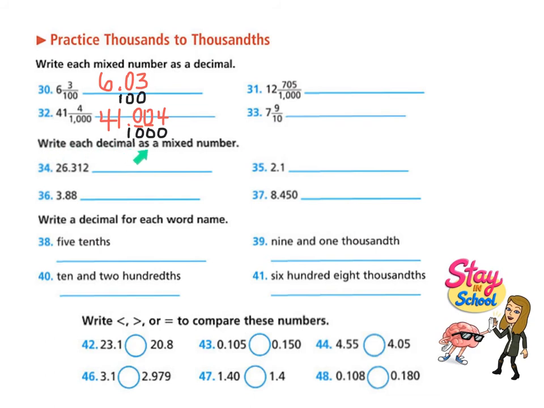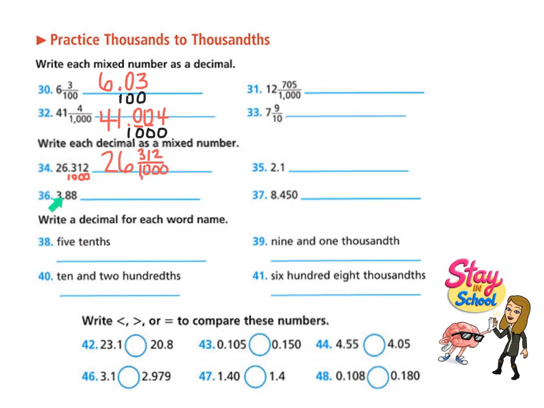Now we'll write each decimal as a mixed number. So this is 26 and I would read this as 312 thousandths. I know it's in the thousandths because when I use my trick, I see that it ends on the thousandths. So again, that whole number out front comes first in our mixed number. Then the numerator is 312. The denominator is the place that it ends in, so thousandths.